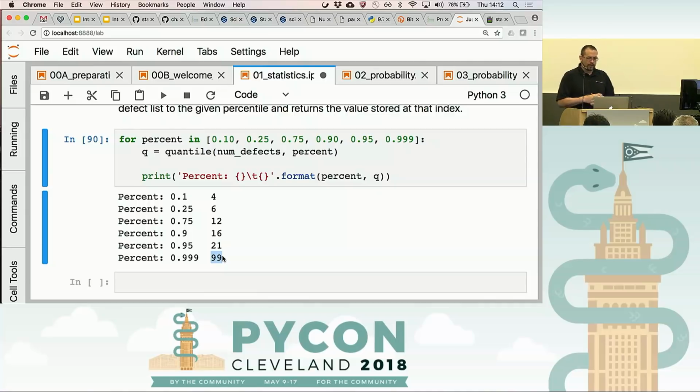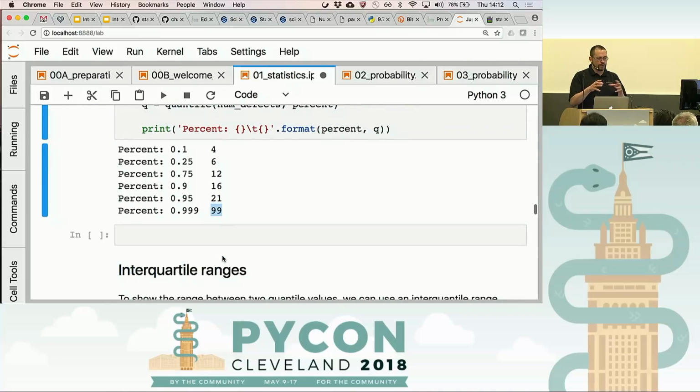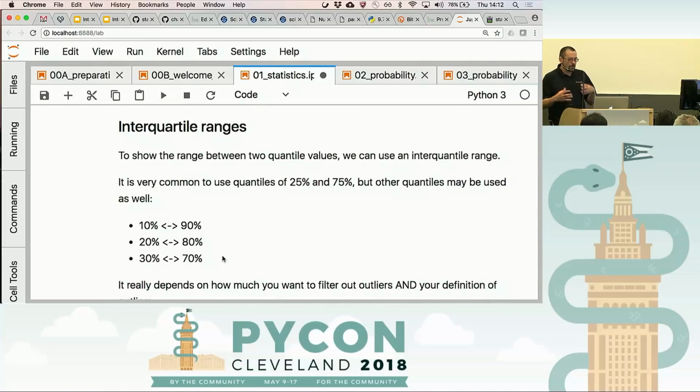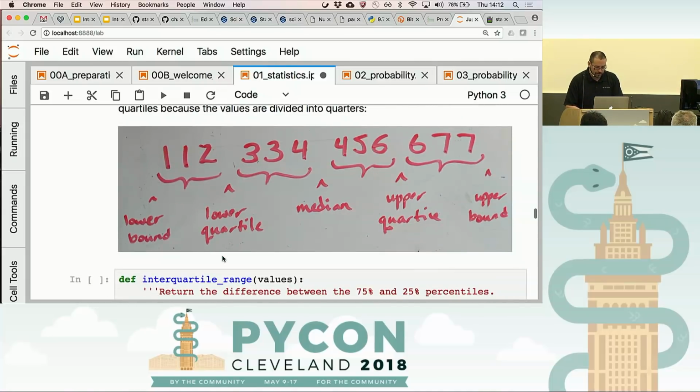Okay? So if I were to say I only want to see stuff between the 25 and 75, I filter out all the lower end stuff, I filter out all the high end stuff, and this is a great way to get a sense of what the middle of the pack looks like. So let's do that. We'll apply what we just created to look at some interquartile ranges. Commonly you'll see like 10 and 90, 20 and 80. Depends on what you need.